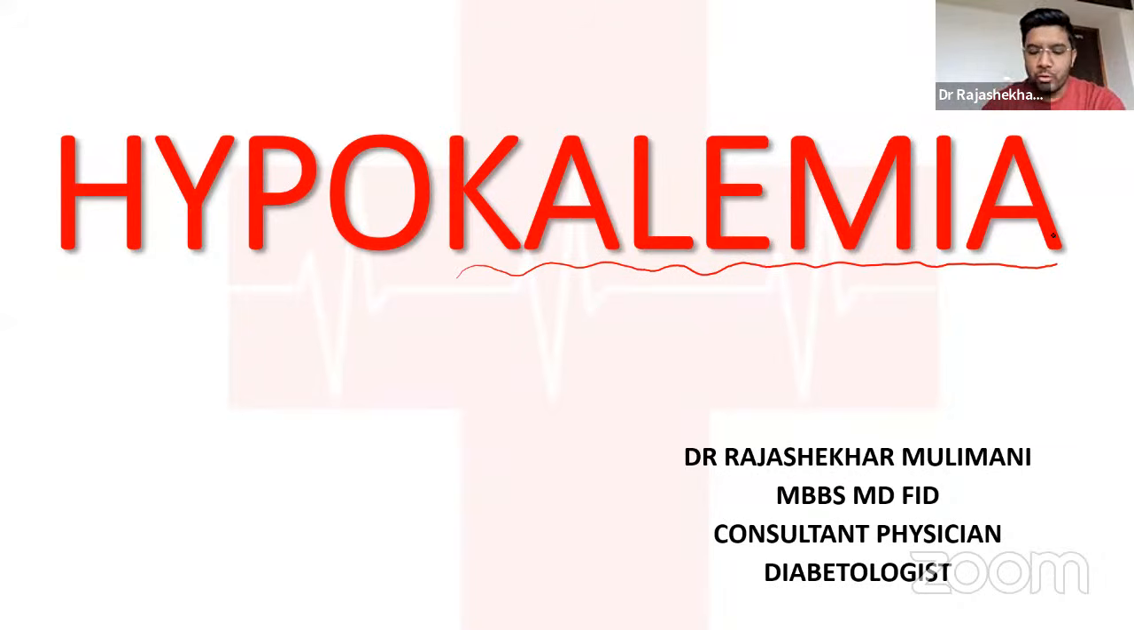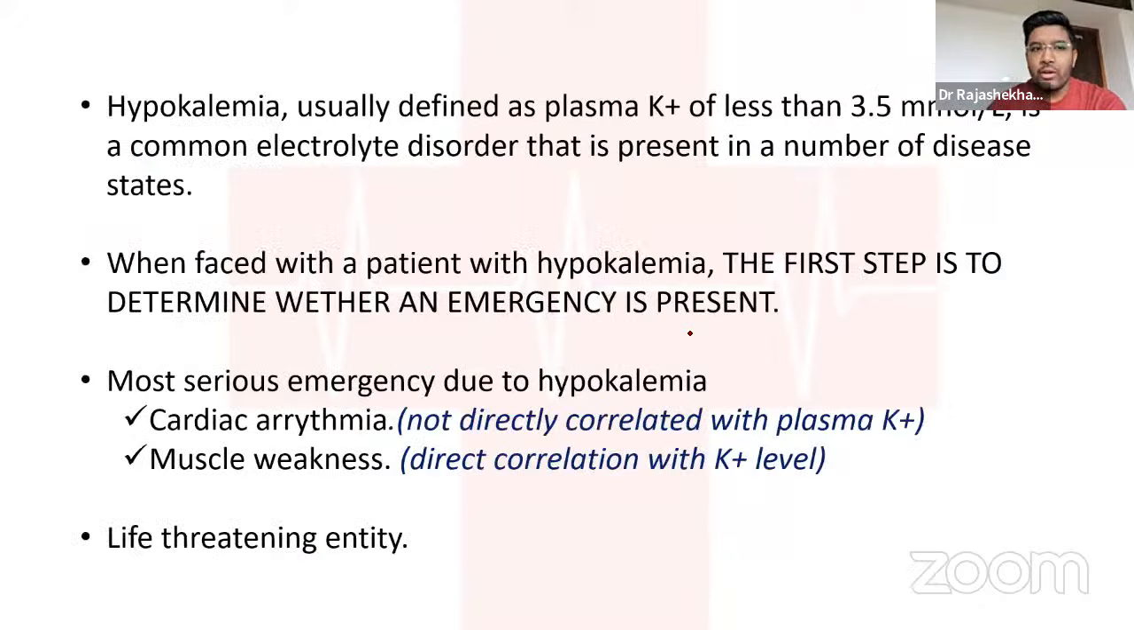Today we'll be dealing with hypokalemia, that is a serum potassium value of less than 3.5 milliequivalents per liter. So hypokalemia, as I told you, is defined as a plasma potassium that is less than 3.5 millimoles or milliequivalents per liter. So it's a very common electrolyte disorder. If you see in a medicine ward or in any ward, it's a very common emergency.